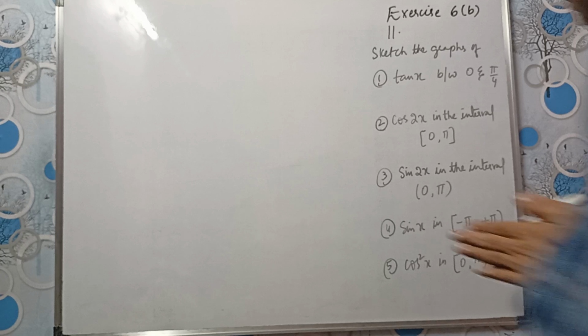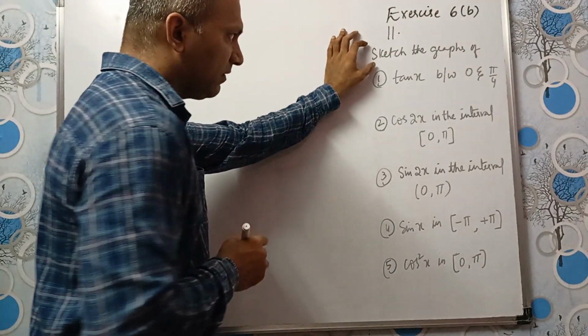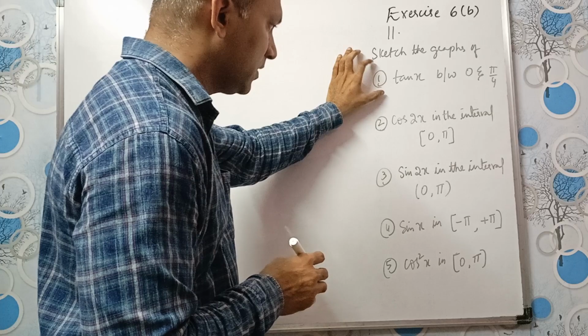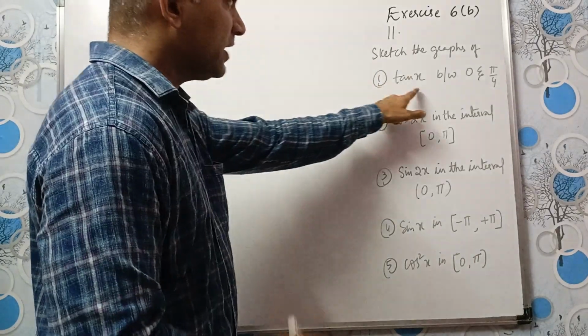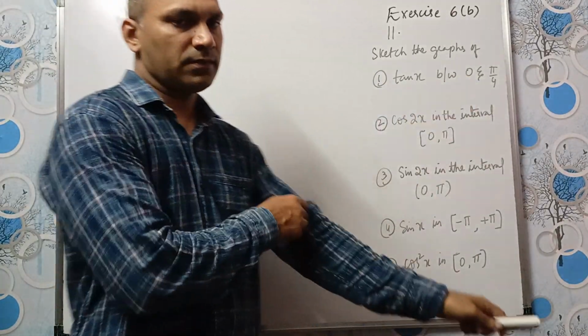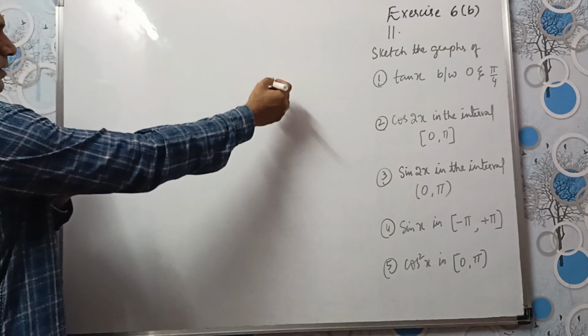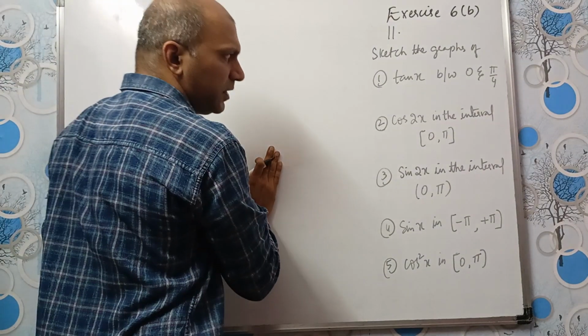Okay. Let us solve second Roman problems now. We have graphs. Sketch the graphs of this 5. Tan x between 0 and pi by 4. We did this problem in the previous video also, right?